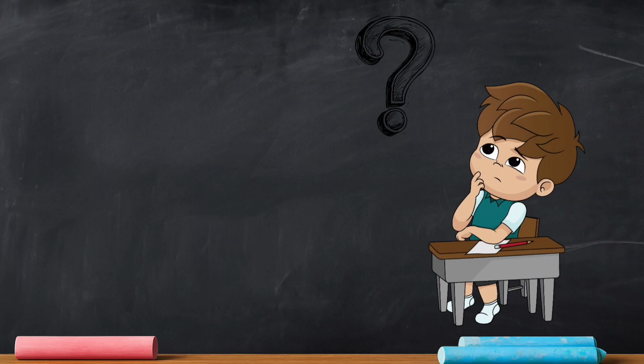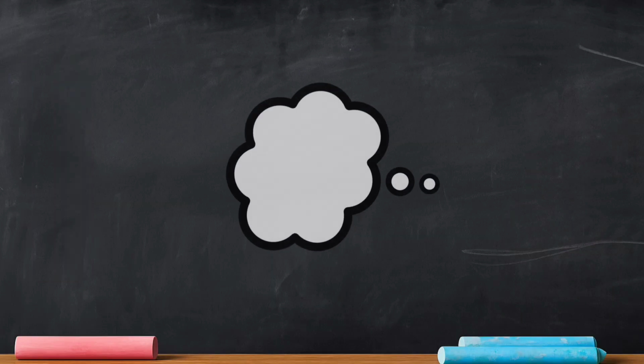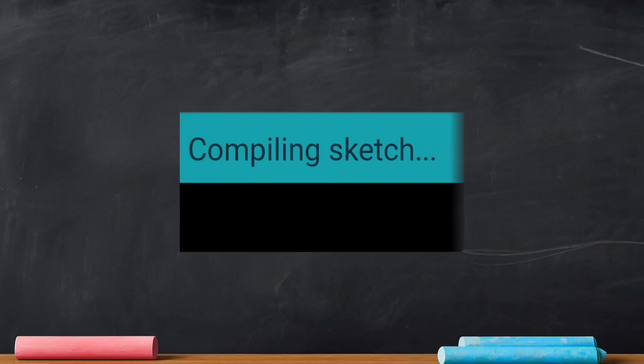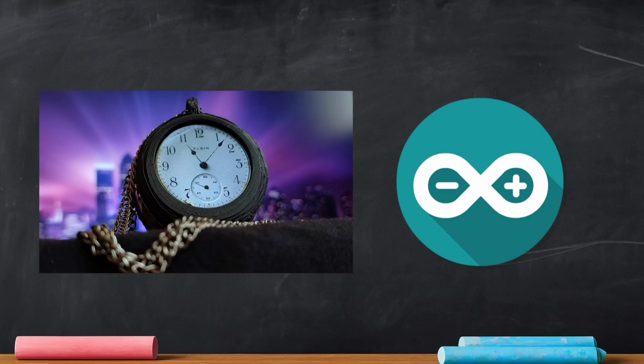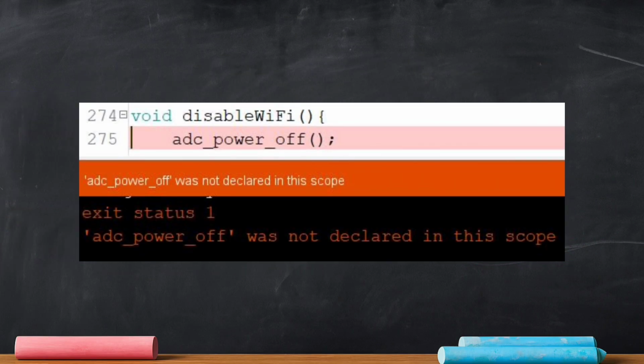So, why do we need multiple versions of ESP32 packages? Well, let me tell you a quick story. A few days ago, I was compiling the code for my digital pocket clock using Arduino IDE, but suddenly I got an error saying this function is not declared in the scope.